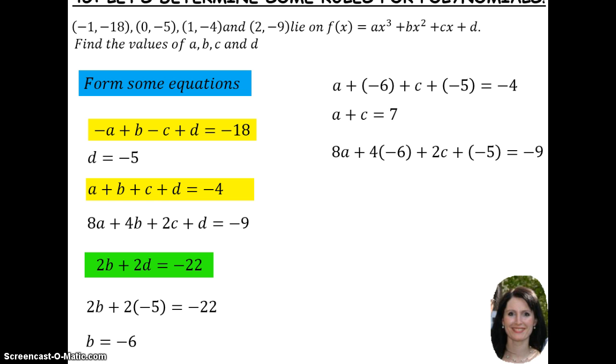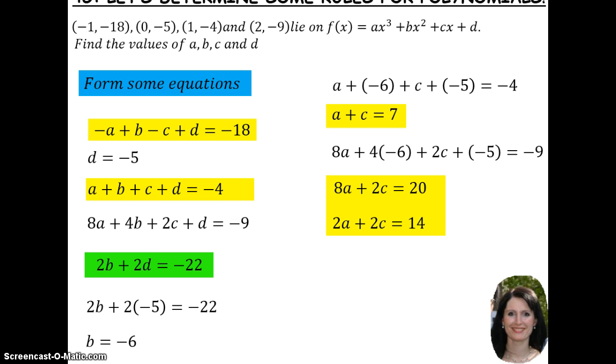Let's substitute into the last one. 8a plus 4 times -6 plus 2c plus -5 equals -9. Let's tidy that up. We get 8a plus 2c equals 20. Let's take that equation and, first of all, multiply a plus c equals 7 by 2. So we get 2a plus 2c equals 14. Now we've got 2 equations we can work with: 8a plus 2c equals 20 and 2a plus 2c equals 14.